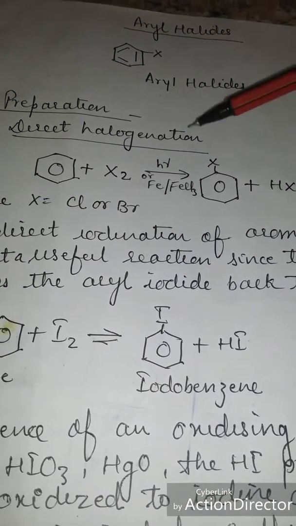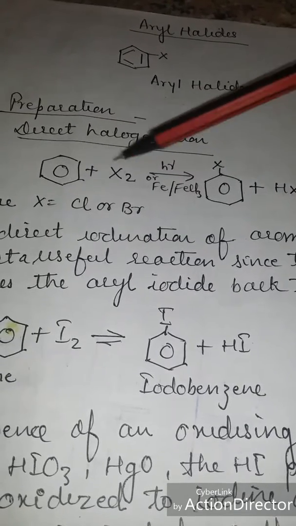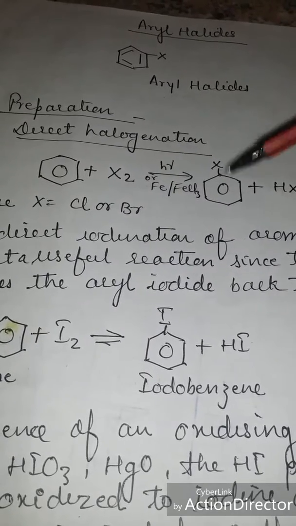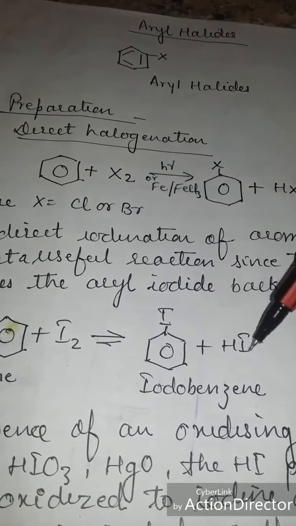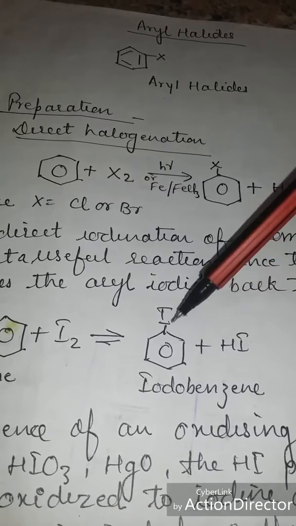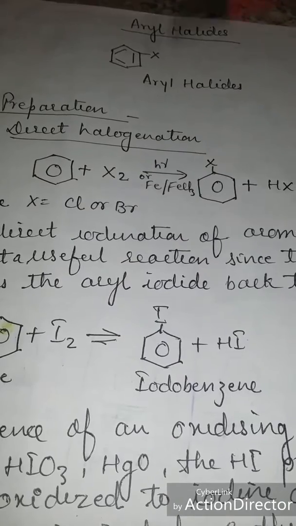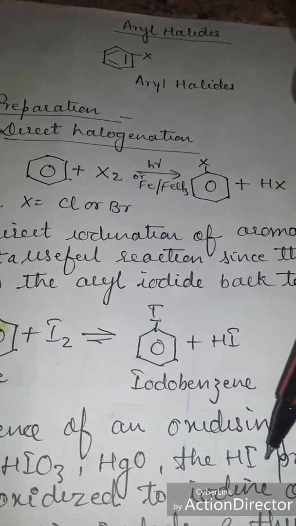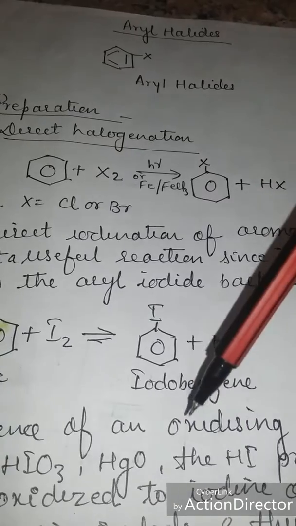In case of aryl halides, they can be prepared by direct halogenation, as you can see here, in which you are taking benzene, reacting it with halogen in presence of sunlight. This is giving you aryl halide. For iodine, it is a little bit difficult, because it is not a useful reaction, as HI which is formed will react back to form the aromatic hydrocarbon. So in presence of oxidizing agent like nitric acid or iodic acid or HgO, the HI produced will be either oxidized to iodine or it is eliminated as mercuric iodide, as you can see here.